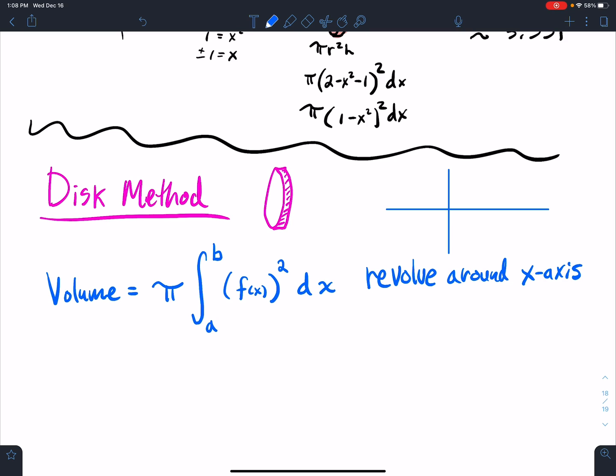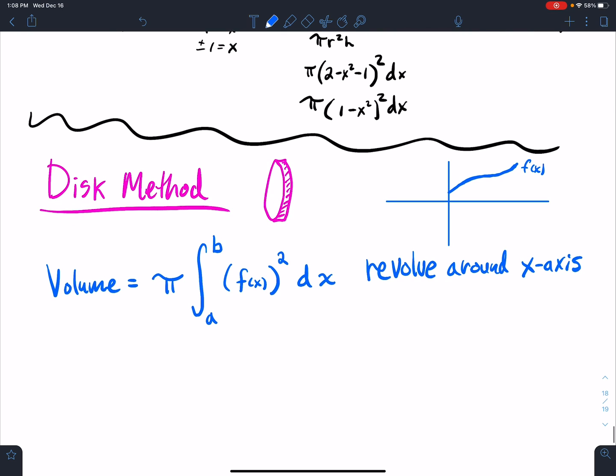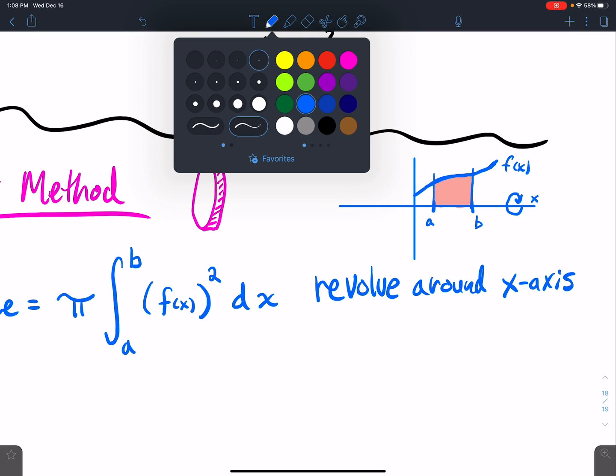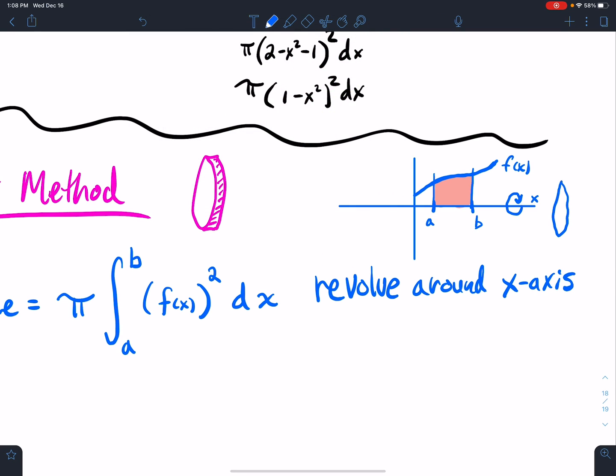All right, so if you have some curve f of x, and so that's my f of x curve, and now I'm integrating from a to b, so that's kind of the cutoff there at that point to that point. So I'm trying to find the volume. So if I spin it around the x-axis, then that creates this shape kind of like this here.